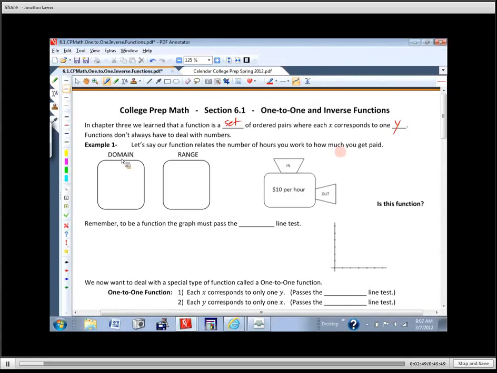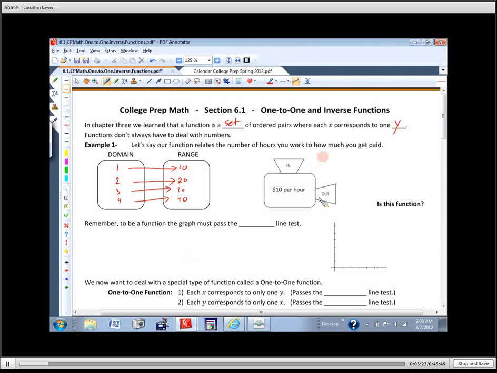So the domain are the things that you plug into a function, and the range are the things that you get out. Well, if we're talking about how much you get paid, you first have to work a certain number of hours, and then you're going to get paid. So let's say we work an hour, we get $10. So these two correspond to each other. Let's say we work 2 hours. We get $10 an hour, so that's going to be $20. Say we work 3, that's going to be 30. Let's say we work 4, and that's going to be $40, right?